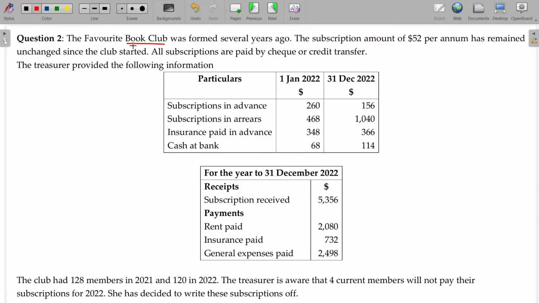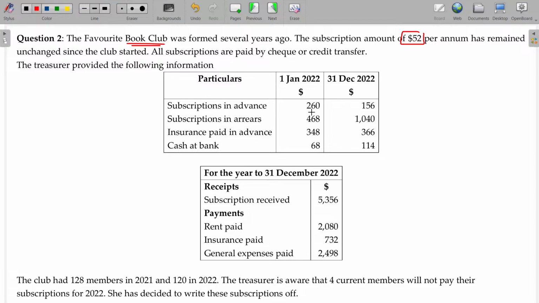The favorite book club was formed several years ago. The subscription amount of $52 per annum has remained unchanged since the club started. So, since very long ago, the subscription amount being $52 per annum per member. All subscriptions are paid by check or credit transfer. The treasurer provided the following information.